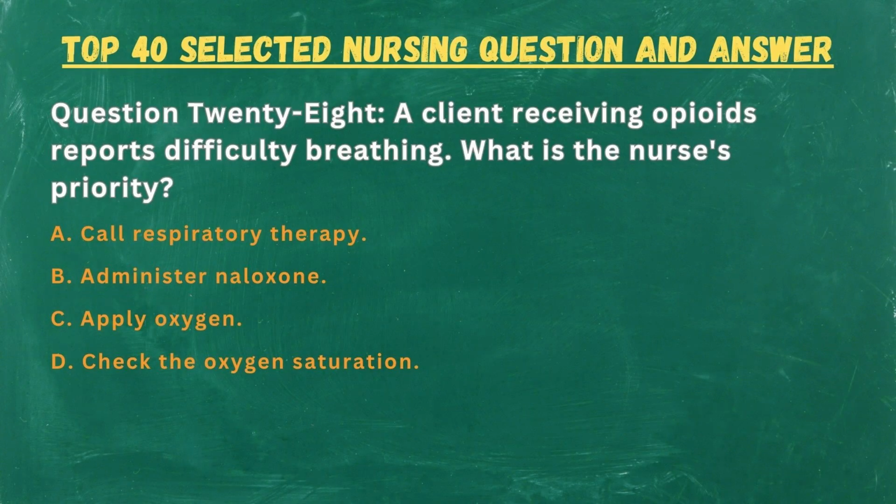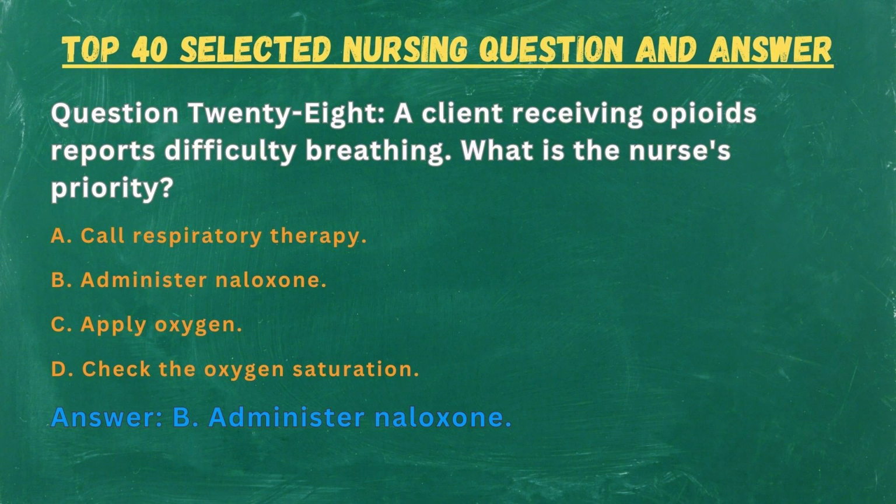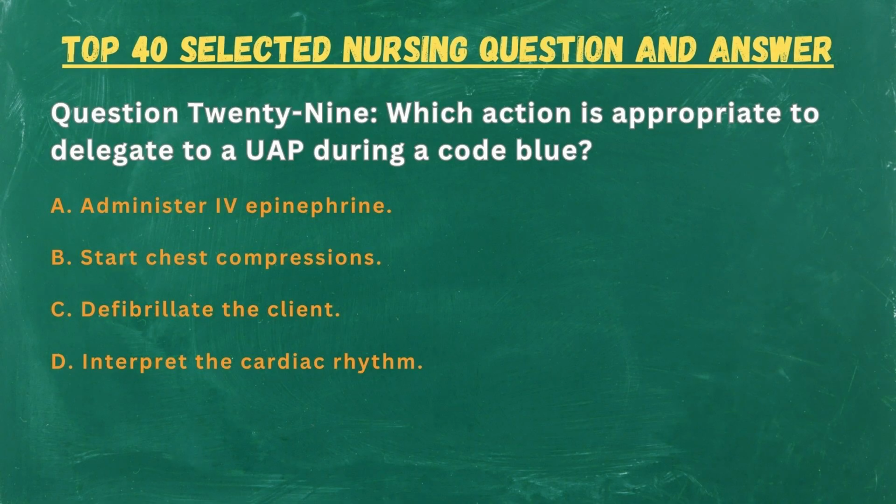Question 28. A client receiving opioids reports difficulty breathing. What is the nurse's priority? A. Call respiratory therapy. B. Administer naloxone. C. Apply oxygen. D. Check the oxygen saturation. Answer: B. Administer naloxone.